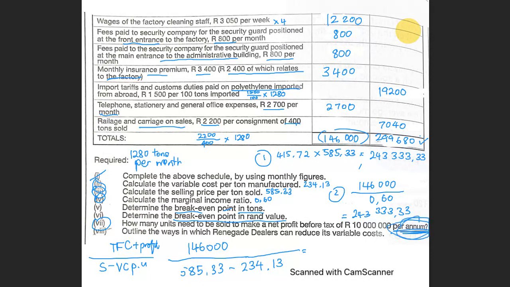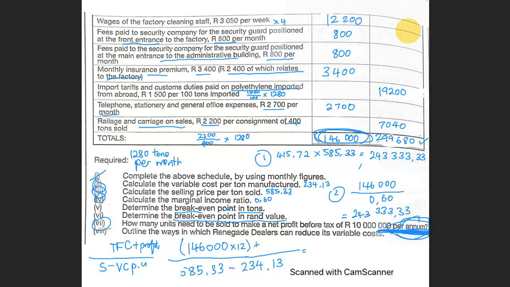Remember, they said per annum, in order for the company to make that profit of 10 million rand before tax. Now, what's important to note is that this was per annum, so you needed to make sure that everything is on the same unit of measurement. Here, the numerator is the total fixed cost plus the profit. The profit is on an annual basis, but this fixed cost is per month.